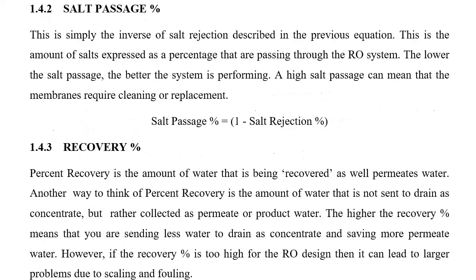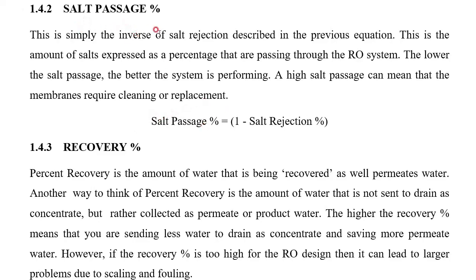Next one is salt passage. It is the opposite of salt rejection. Salt rejection is the amount of salt that has been rejected, but salt passage is the amount of salt that has passed through the membrane. As the formula suggests, it is 1 minus salt rejection. That is, if out of 100% the salt rejection is 85%, then the salt that has passed is 15. So salt passage percentage is 15%.